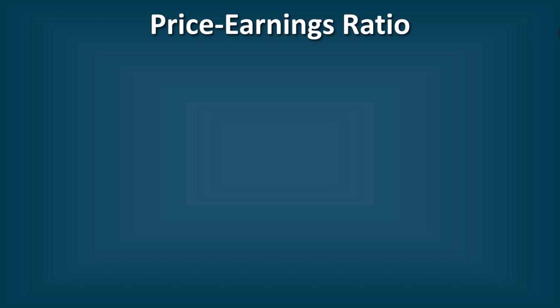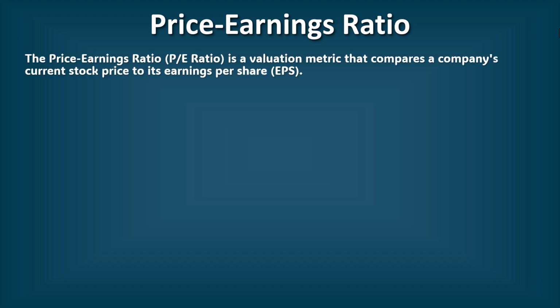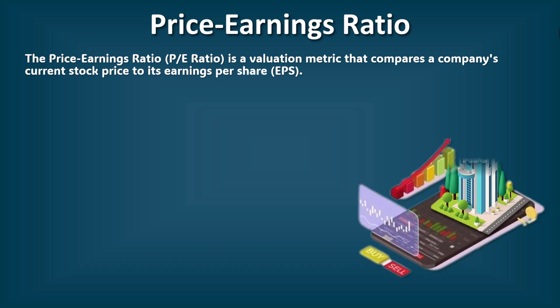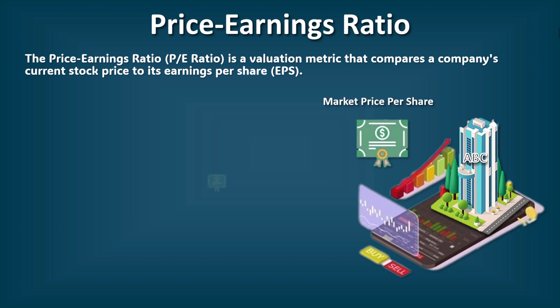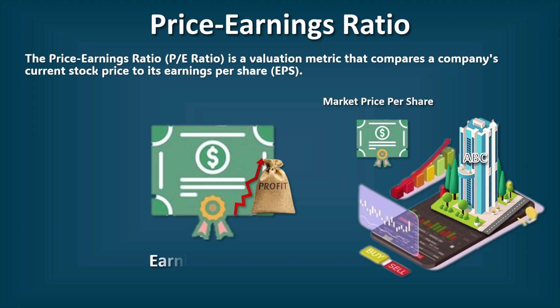The price-earning ratio is a valuation metric that compares a company's current stock price to its earnings per share. When a company is listed on a stock market, we compare its market price per share with its profit per share to see how the stock is valued.